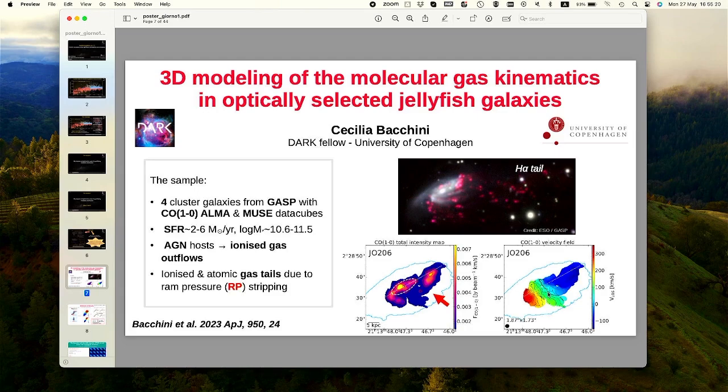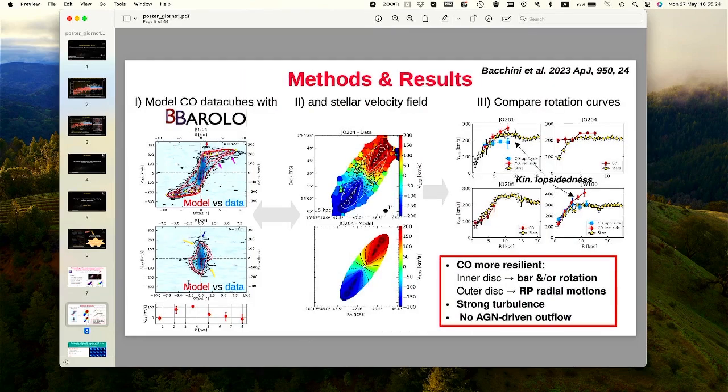So to understand what is going on in these galaxies, what I did was to use the software 3D Barolo to model the CO data cubes and extract the kinematics of the molecular gas. And then I also modeled the stellar velocity field to extract the stellar rotation curve, and by comparing the molecular gas and the stellar kinematics, what we could understand is that some of these systems show kinematic lopsidedness that is likely due to the action of ram pressure.